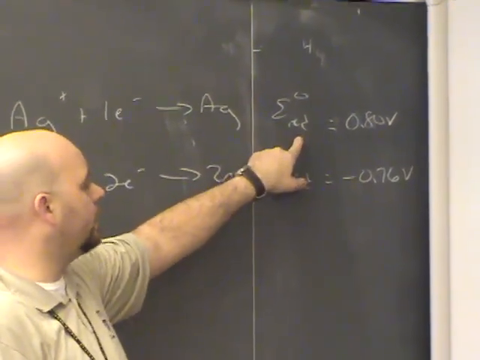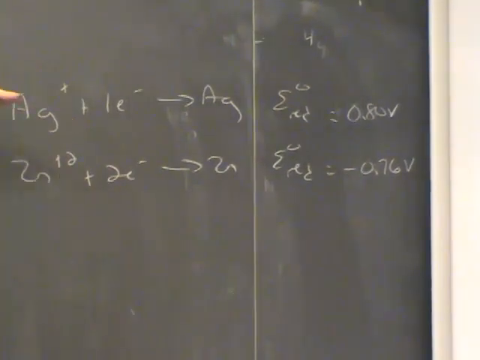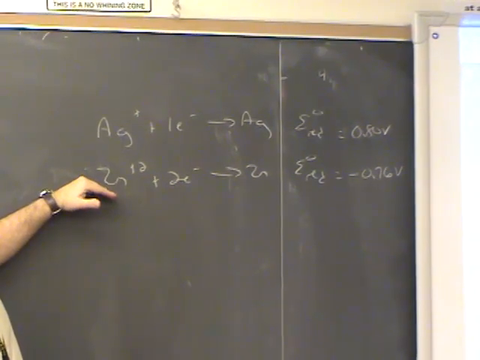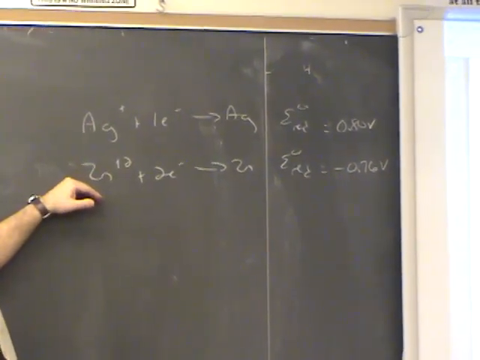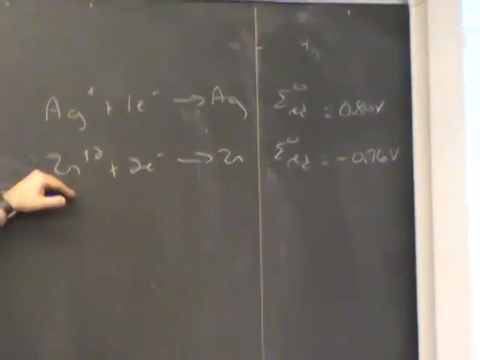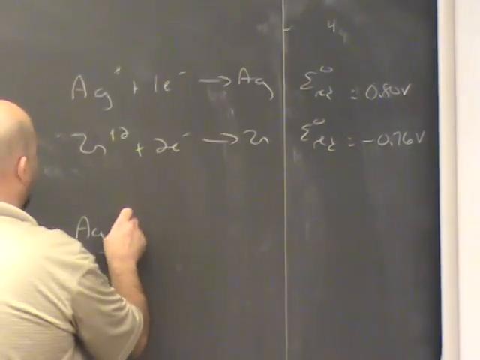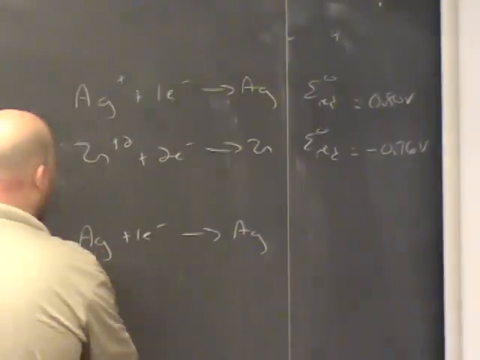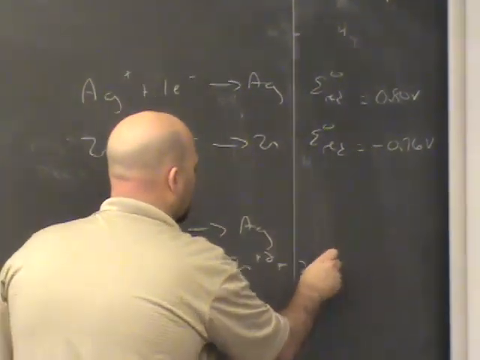Look, that would be the E0 reduction for the silver. Now what does that tell me? It tells me that it's more likely that silver will be reduced than zinc. So if silver is more likely to be reduced, the zinc is more likely to be oxidized. So I would write this reaction then as silver plus 1 electron goes to silver, and the zinc goes to zinc plus 2 electrons.